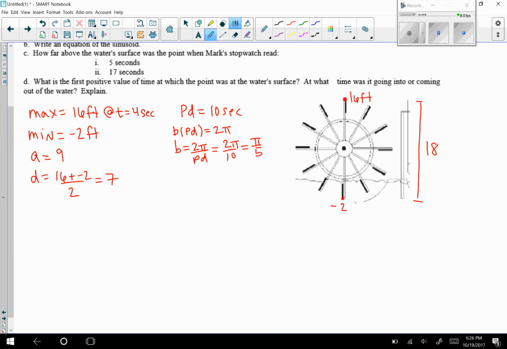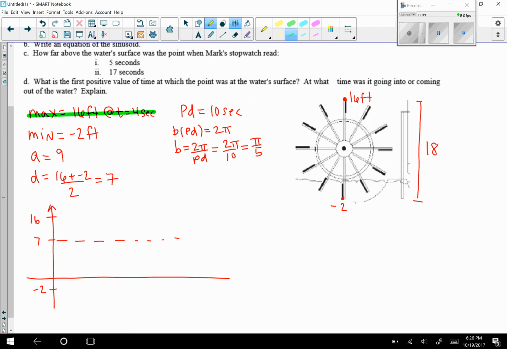So let's start to sketch this as a graph. On my graph, I know that the maximum is at 16. Then we have our midline here at 7. And then the minimum our graph goes is -2. For my graph, I know only one part. It's very important to note that the only part we know so far is that at 16 feet, that was at time equals 4 seconds, because it doesn't tell us where we start at time equals 0 on the stopwatch. So at 4 seconds, I'm at my maximum up here.